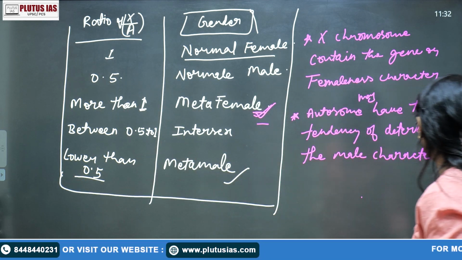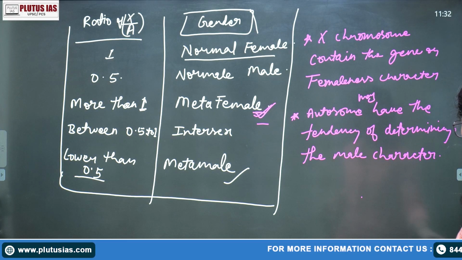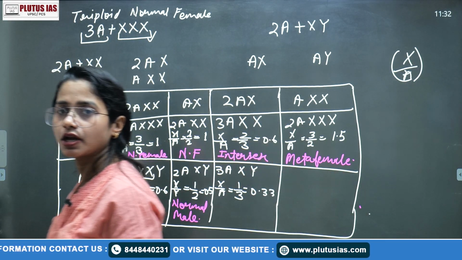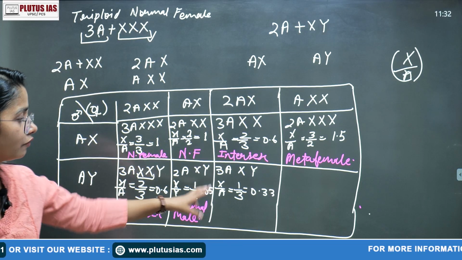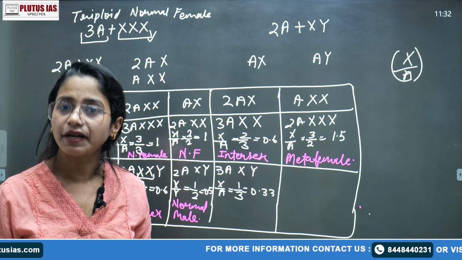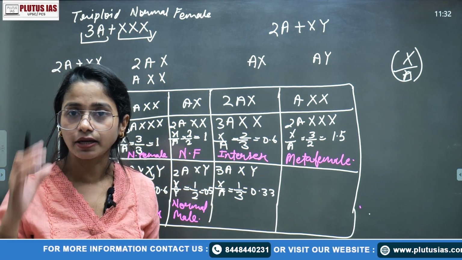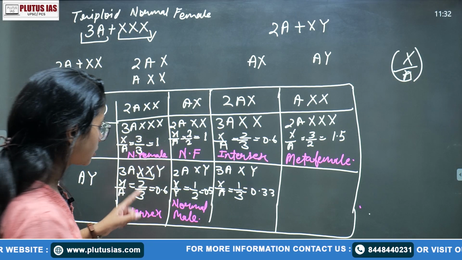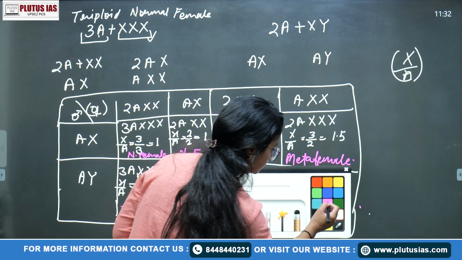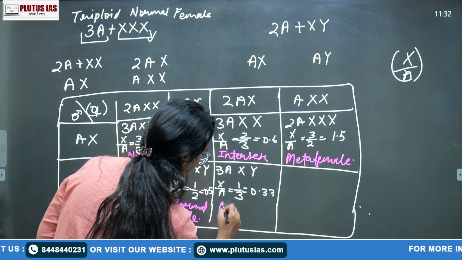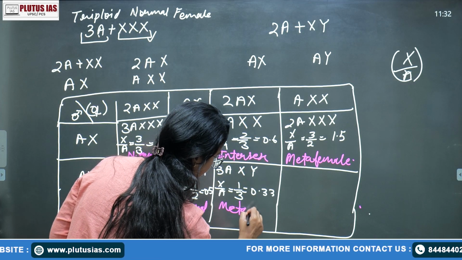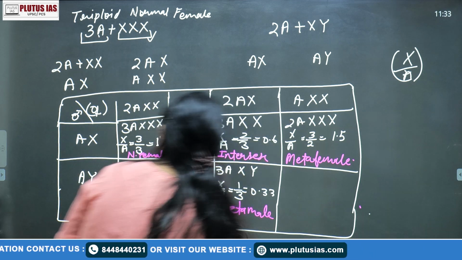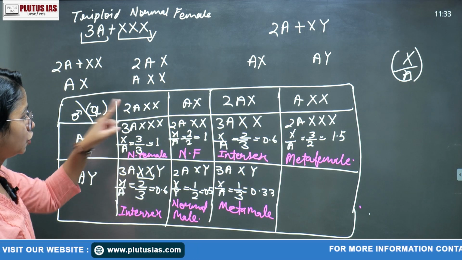Because we have already written this point that autosome may have a tendency, because autosome should be neutral, either female or male, right? But if the number of autosomes is higher, it is forming the meta male. That means the male character is high, not the normal male, but of course the maleness character is high, meta male, है ना? So then it will be the meta male.